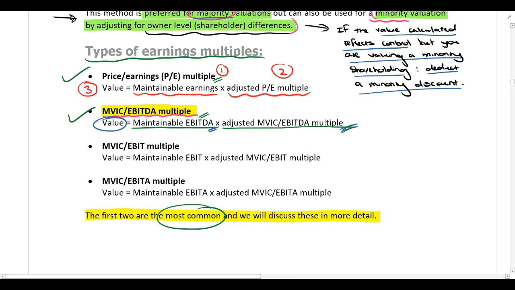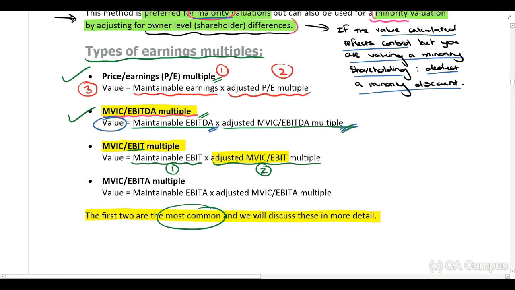So for example, if you have to perform the calculation using the market value of invested capital over EBIT, or earnings before interest and tax, then because the multiple uses EBIT, you need to calculate maintainable EBIT in step 1. Then you are going to multiply by the adjusted multiple of a similar listed company. So either you're going to calculate the multiple by taking the market value of invested capital and dividing by earnings before interest and tax, or you will be given the multiple in the question. And this must be the adjusted multiple.